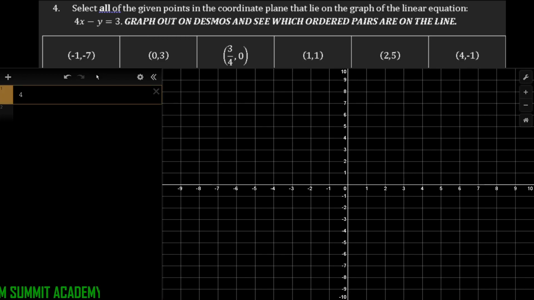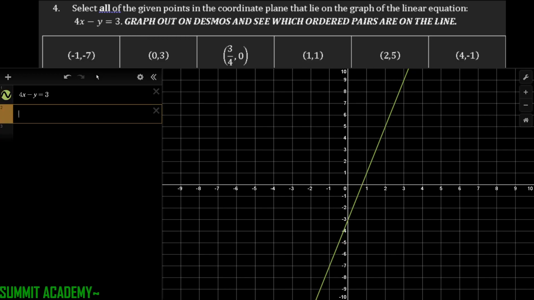So I have 4x minus y equals 3. So you're going to graph out your equation, and what you can do is type in those values, and any points that are on that line are answers. So I'm going to say I have (-1, -7).